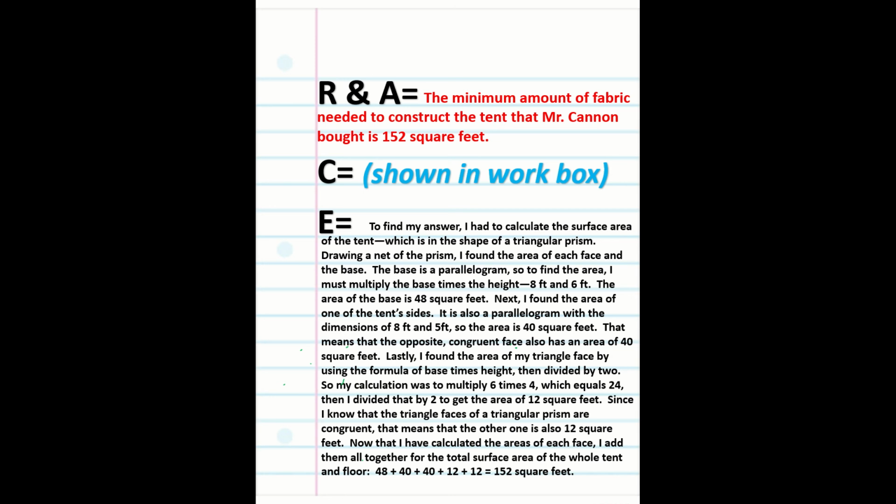Since I know that the triangle faces of a triangular prism are congruent, that means that the other one is also 12 square feet. Now that I have calculated the areas of each face, I add them all together for the total surface area of the whole tent and floor. That's 48 plus 40 plus 40 plus 12 plus 12 equals 152 square feet.